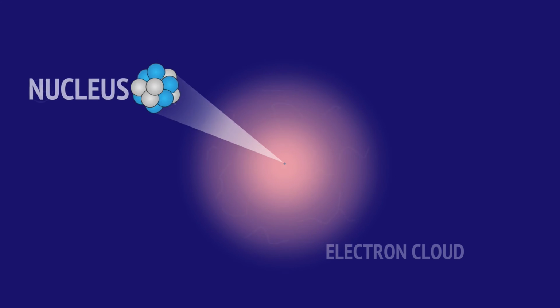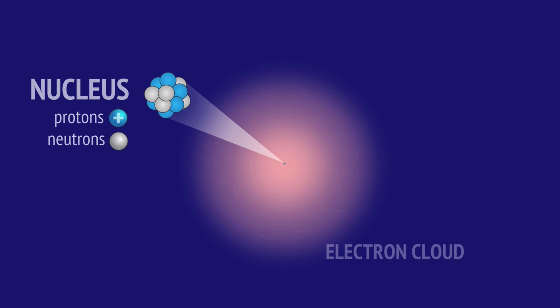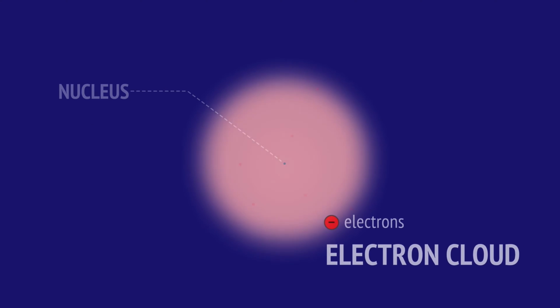The number of protons in the nucleus tells us which type of atom we have. But to understand the atom's chemical behavior, we have to look at the electrons. And we know with our latest model of the atom that electrons don't randomly fly around the nucleus. Instead, they occupy specific regions within the electron cloud called orbitals.